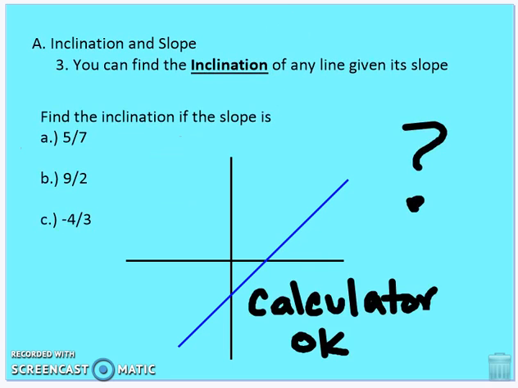All right, so now I want you to find the inclination if the slope is 5/7, 9/2, and negative 4/3. You can use your calculator. I'm going to pause for a second. You can do your work, and then let's come back.